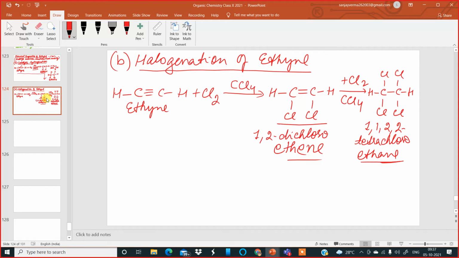I can even react, instead of chlorine, I can use bromine also. So here, let us do the reaction with bromine. Reaction of ethyne with bromine. So I will write down ethyne first, the structural formula of ethyne.